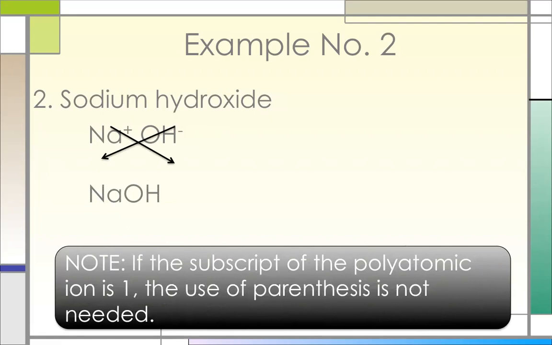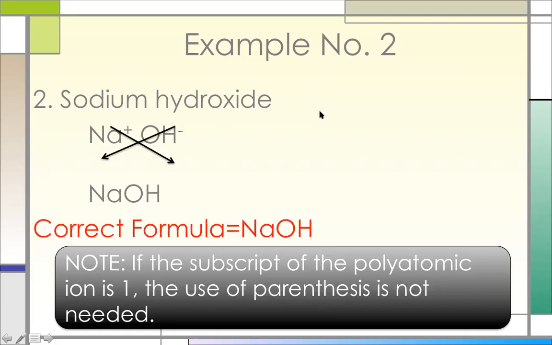Note, if the subscript of the polyatomic ion is 1, the use of parentheses is no longer required. So it's no longer needed if the subscript of the polyatomic ion is 1. For example, here in sodium hydroxide, the subscript of the polyatomic ion, which is the OH, is only 1. So therefore, there is no need to use a parenthesis. The correct formula is NaOH.